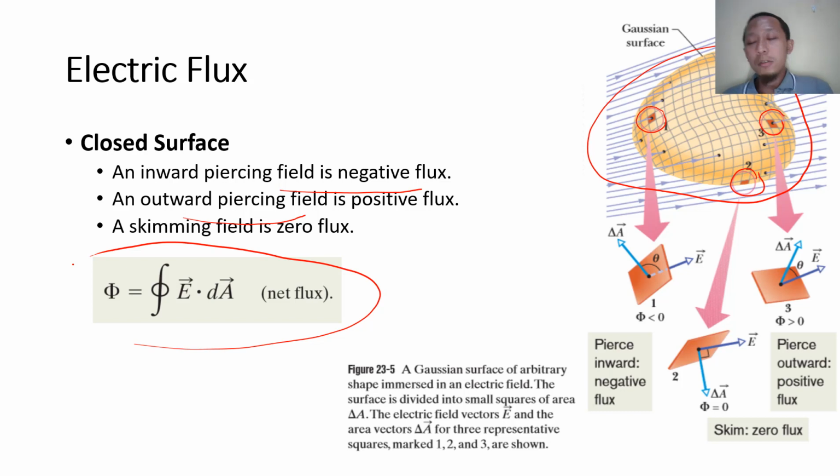Okay, so how to solve this equation? So we can check here. This is the surface. So this is the direction of the E, and this is the vector of the A, like this one.